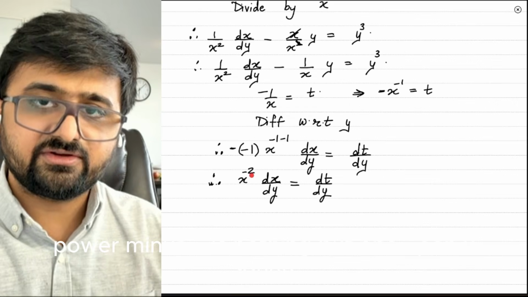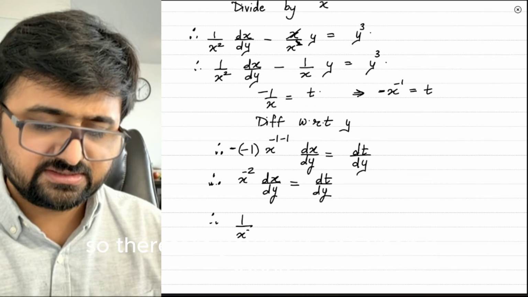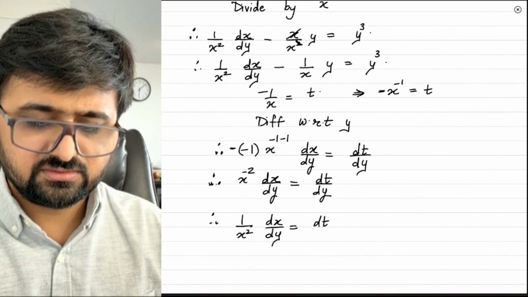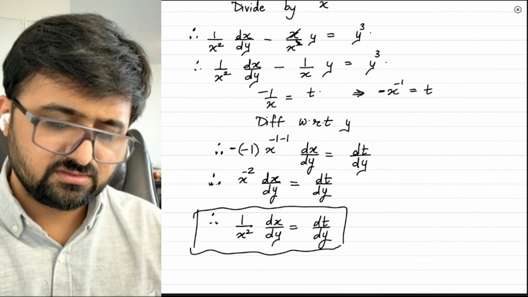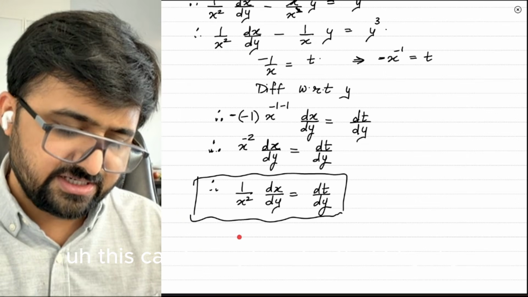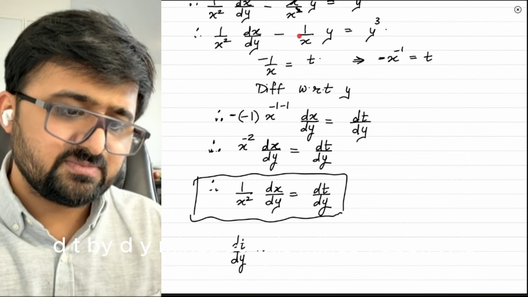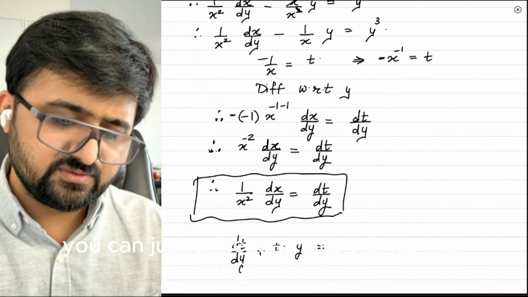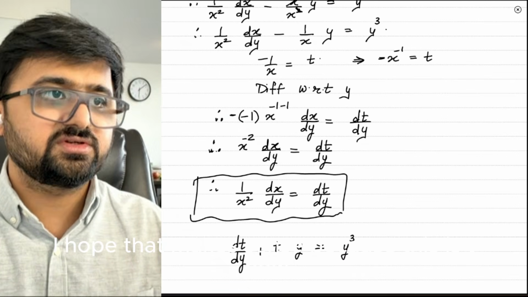And now this x to the power minus 2 is nothing but 1 upon x square. So therefore you have 1 upon x square dx by dy is equal to dt by dy. All right, now let's make a substitution here. This can be replaced with dt by dy minus. So this minus 1 upon x is t. So you can just write it as plus t times y is equal to y cube. I hope that makes sense because this is t now.